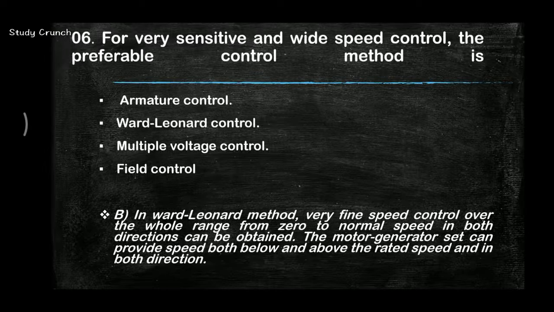Next, for very sensitive and wide speed control, the preferable control method is? So the answer is, we just saw that Ward-Leonard control is very useful for sensitive and wide speed control. Very fine speed control over the whole range from 0 to normal speed in both directions can be obtained from this method, and the motor generator set can provide speeds both below and above the rated speed, in both directions. So the answer is B, that is the Ward-Leonard method.